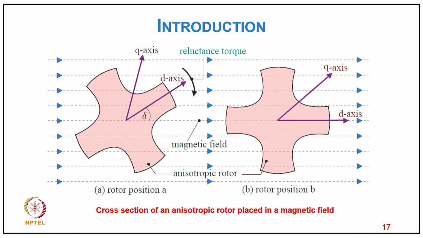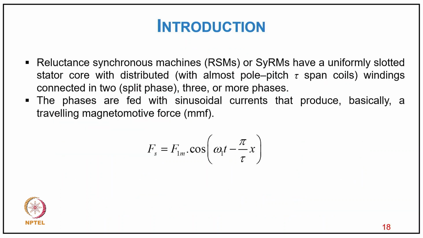And you can clearly see the cross section of an anisotropic rotor in a magnetic field, rotor position A and rotor position B, with the length aligned to the magnetic field. So the reluctance machine, synchronous machine or synchronous reluctance machine has a uniformly slotted stator core with a distributed, almost pole pitch tau span coils winding connected in two split phase, 3 or more phases.